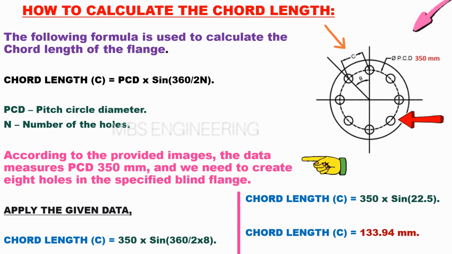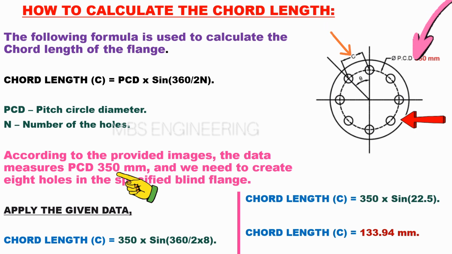According to the provided images, the given PCD is 350 mm, and we need to create 8 holes in the specified blind flange. The given data are: the pitch circle diameter is 350 mm and the number of required holes is 8. Next, we will get the chord length.